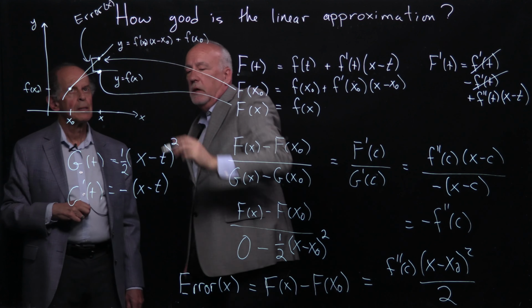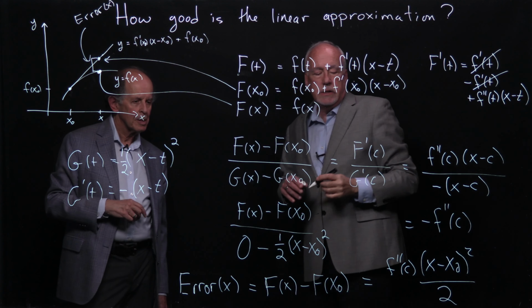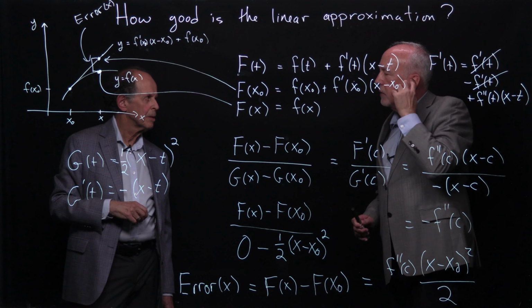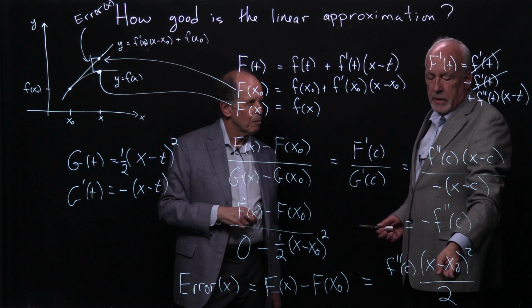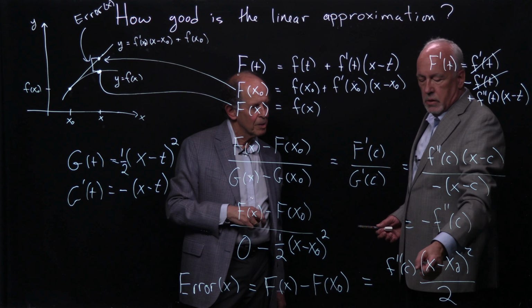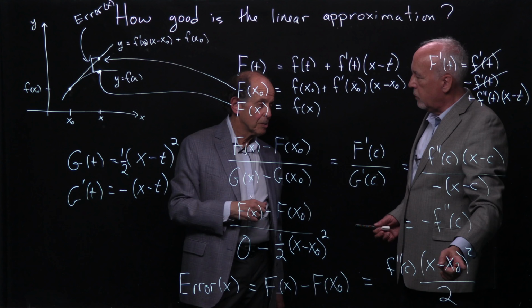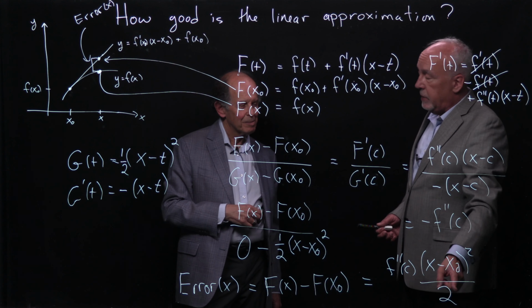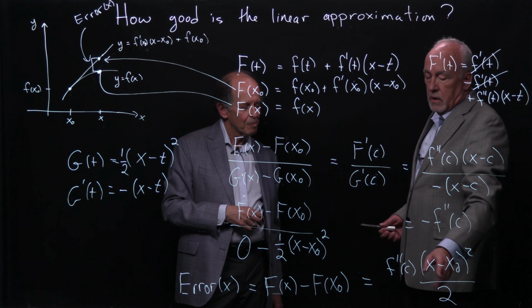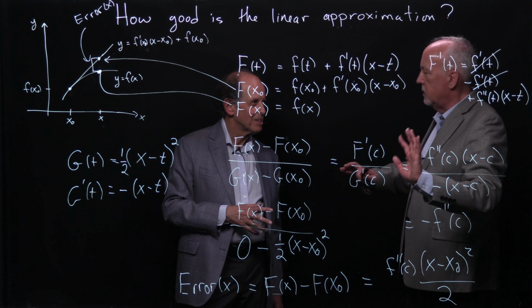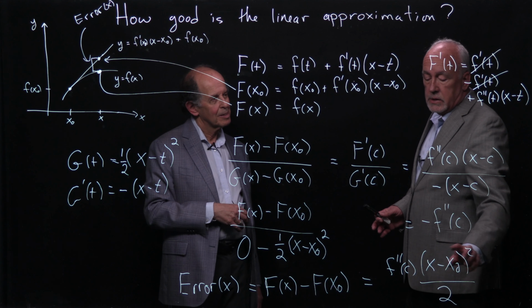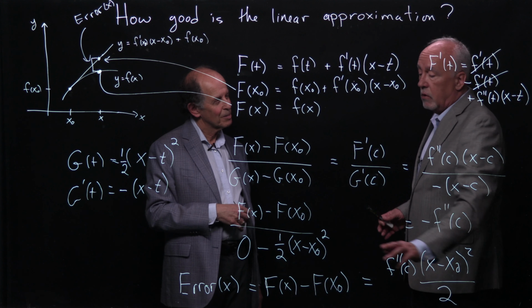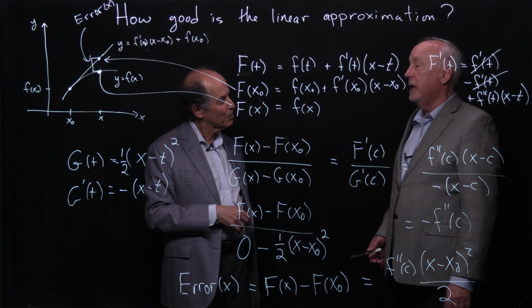Now, the point is, if the difference between x and x0 is small, let's say we're trying to compute the sine of 0.1. Maybe I take x0 to be 0, and x to be 0.1. 0.1 squared is 0.01. Divide by 2 is 0.005. The second derivative of sine is going to be sine or cosine, but anyways, it's smaller than 1. So this whole thing is going to be smaller than 0.005. So our error is pretty small.